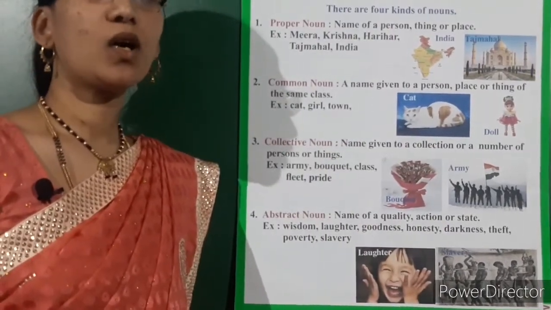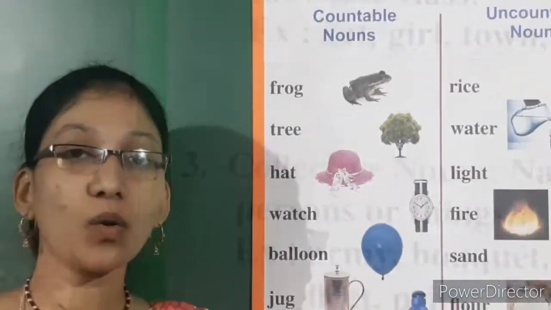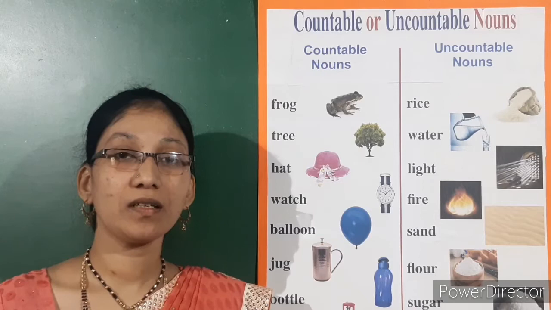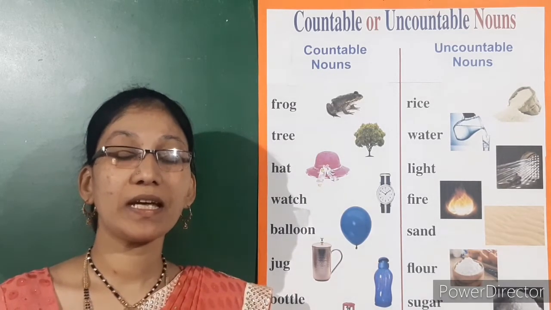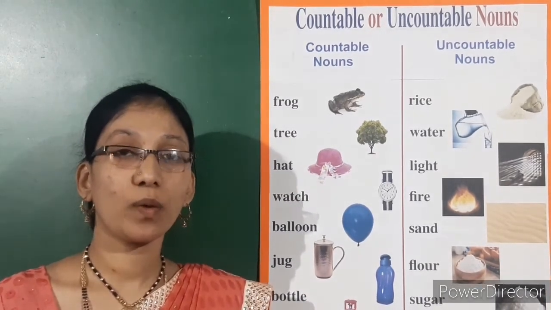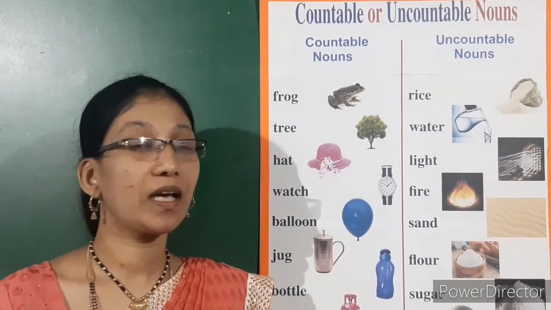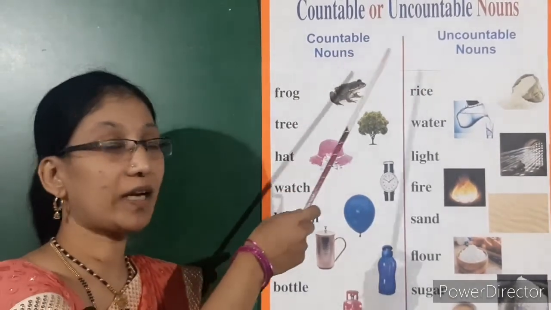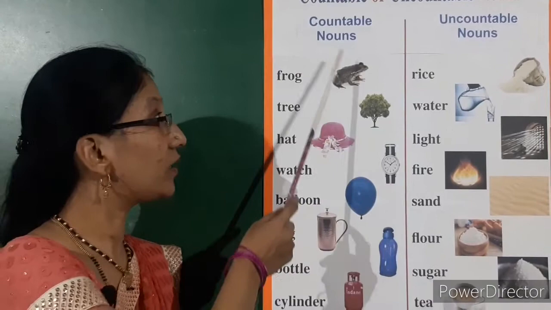Now, noun can be countable or uncountable. Countable noun means anything that can be counted. Uncountable noun means anything that cannot be counted, wherein we go according to the quantity. Here we have a list of countable and uncountable nouns. Let's read one by one.